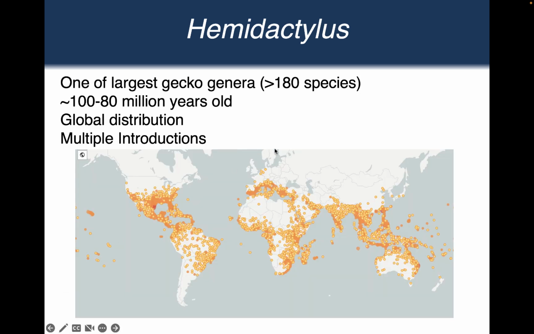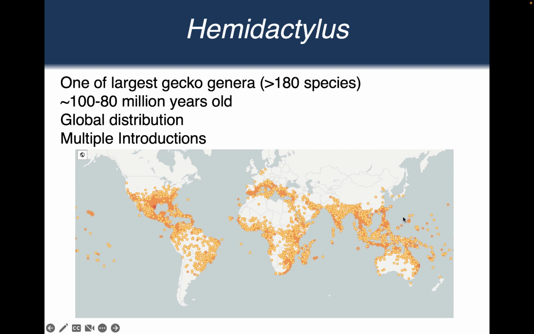And so why should we study the genus of Hemidactylus geckos at all anyways? Well, they're one of the bigger gecko genera. There's almost 200 currently described species. They're a relatively old genus of geckos. Geckos as a group are probably 200 million years old. Hemidactylus as a genus is probably a little less than 100 million years old. So they're an old, big group of geckos, and we can find them around the world.